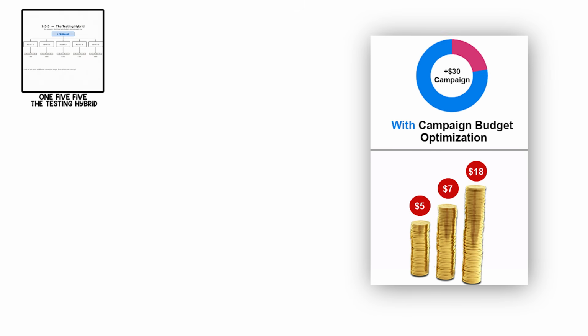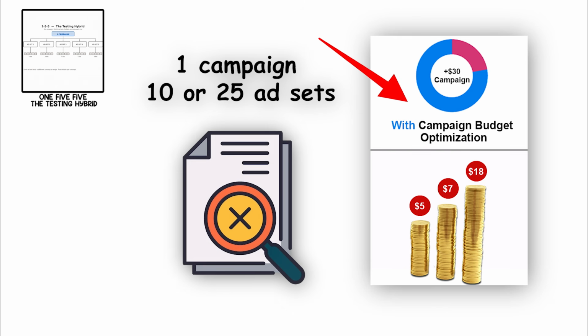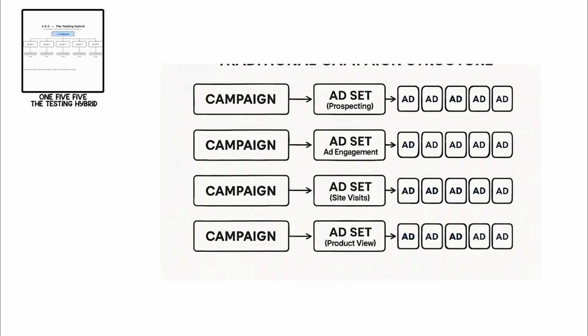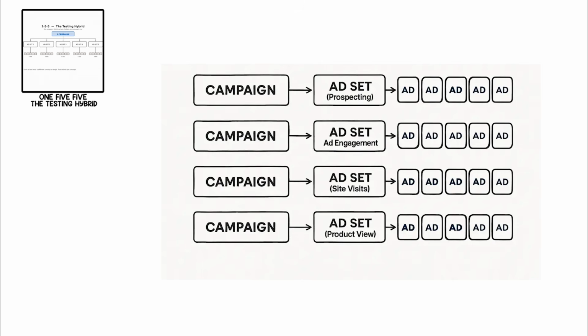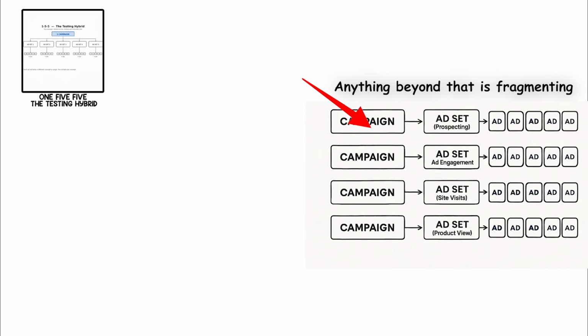is converting cheapest. The trap people fall into is over-segmenting. They make it 1-10-10 or 1-25-5, and suddenly the budget is too thin per ad set. None of them generate enough data. Everything stays in learning forever. 3 to 5 ad sets is the practical ceiling under Andromeda. Anything beyond that is fragmenting your signal for no payoff. Keep it tight. Let the algorithm do its job.